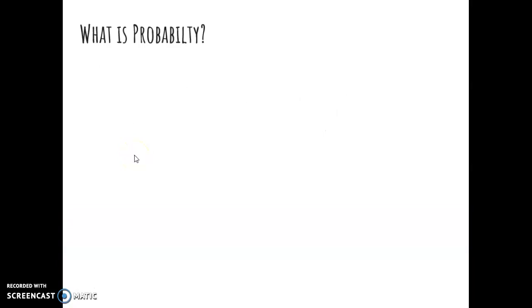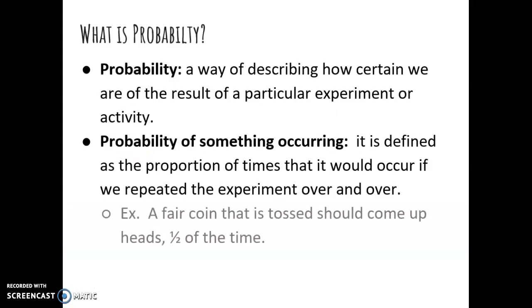What is probability? Probability is a way of describing how certain we are of the result of a particular experiment or activity. And the probability of something occurring is the proportion of times that it would occur if we repeated the experiment over and over.